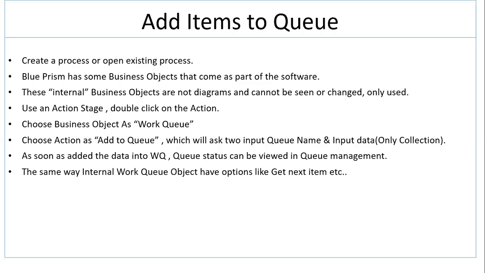In the same way, the internal work queue object has options like get next item, get pending item, mark as exception, get exception item, or generate report. So you have a lot of options in the same inbuilt internal object as well. You can explore in more detail wherever it is required as per your business requirement. So coming up next, I'm going to show you how to create the queue as I explained right now, and followed by that, we will see how to add the items into the work queue.